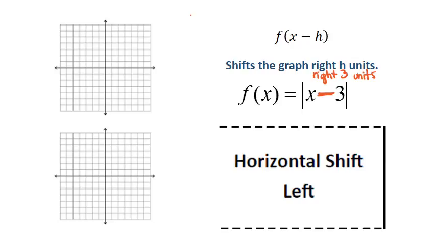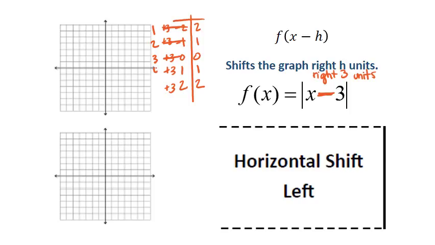Let's relate it back to a table. If I have my parent function for the absolute value of x, this is going to affect my x values. I'm going right 3 units. So I'm going to add 3 to every x value. That gives me 1, 2, 3, 4, and 5.